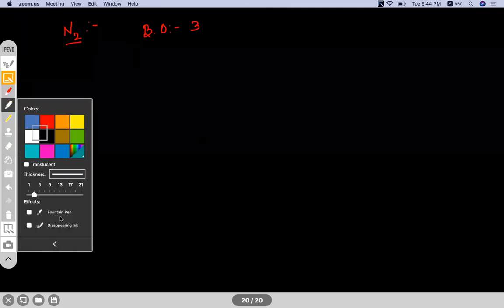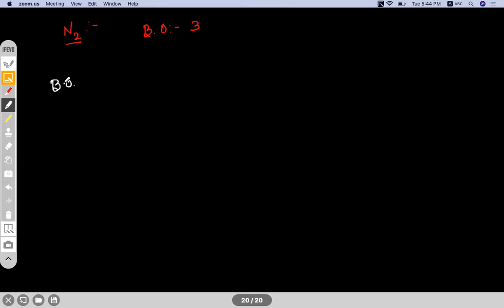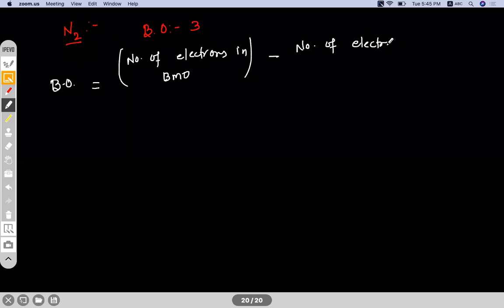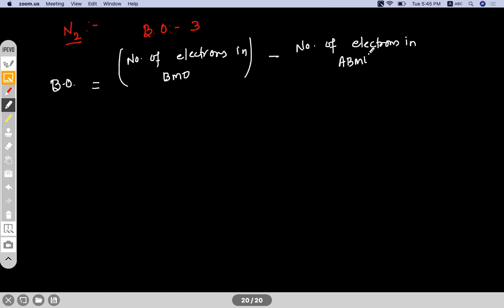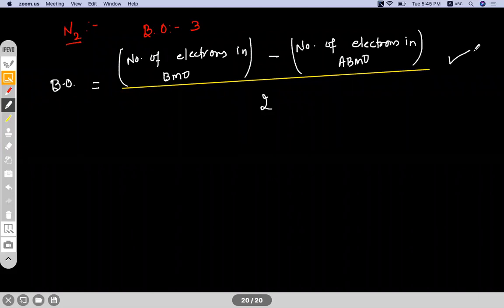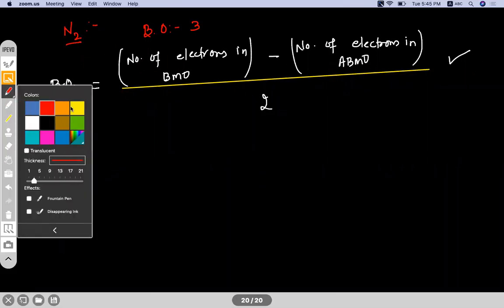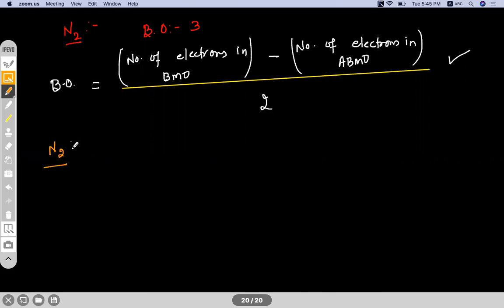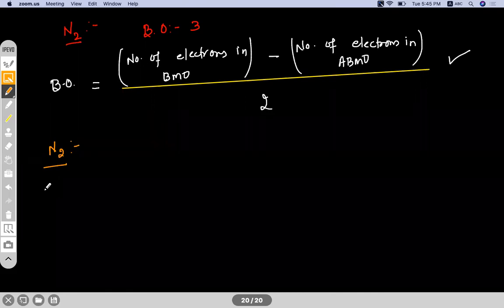With the help of molecular orbital theory, we can find out bond order with this formula. The bond order for molecular orbital theory is the number of electrons in BMO, bonding molecular orbital, minus the number of electrons in ABMO, antibonding molecular orbital, divided by 2. This is the formula we have for bond order according to molecular orbital theory. Now I want you to use this formula and find out the bond order of the N2 nitrogen molecule. How many electrons does nitrogen have?